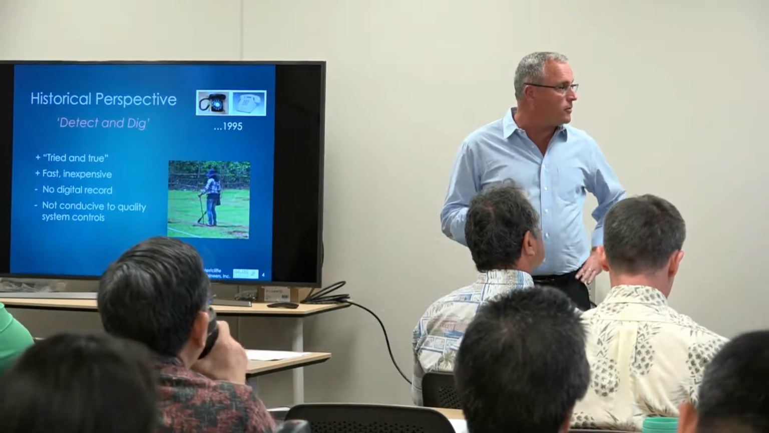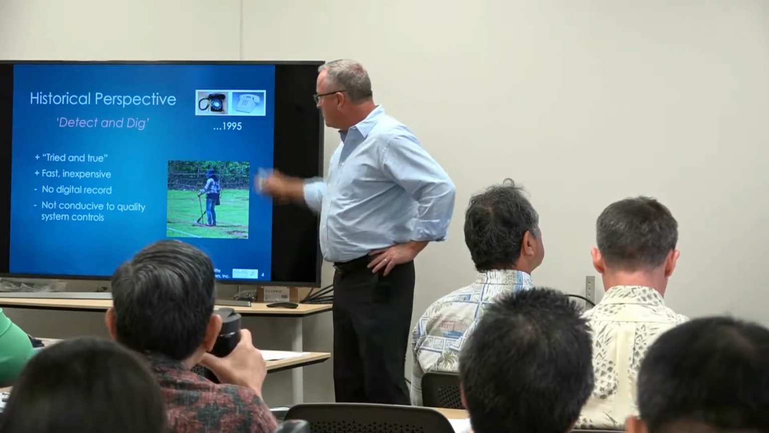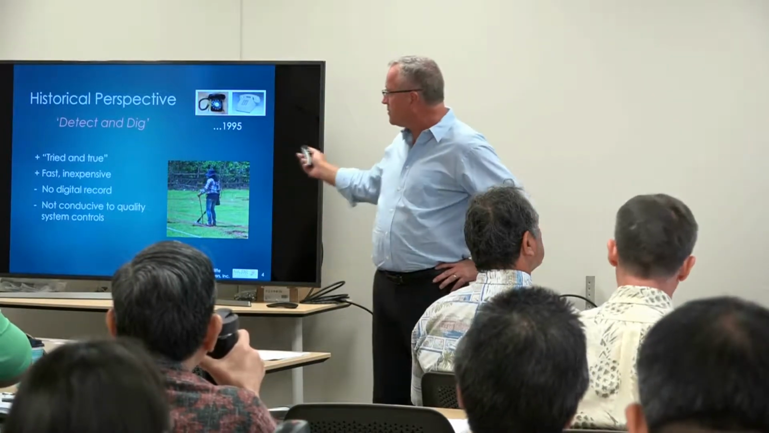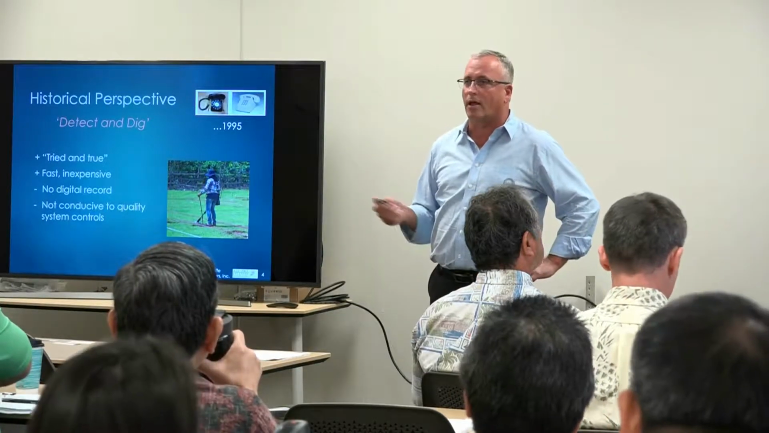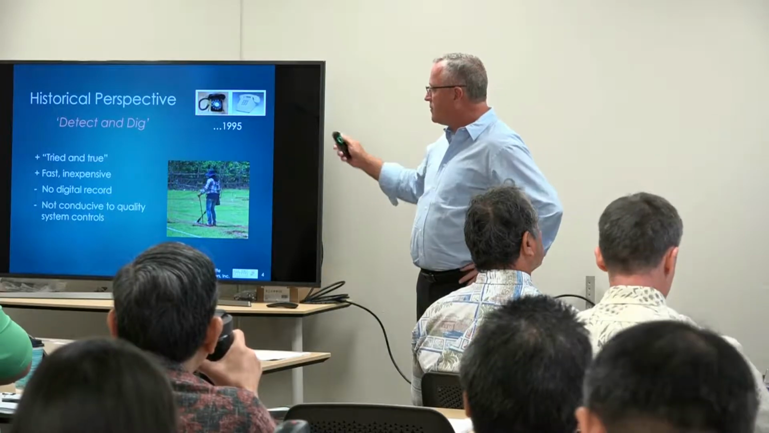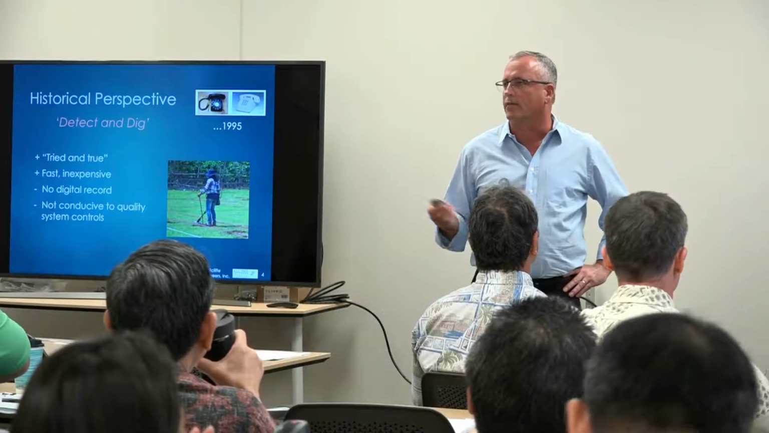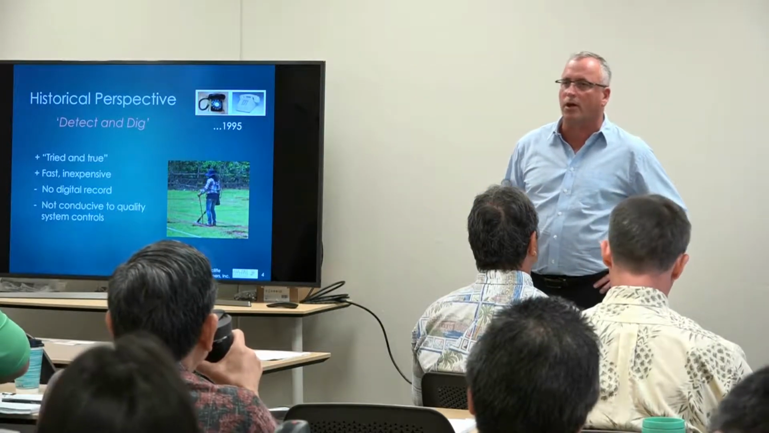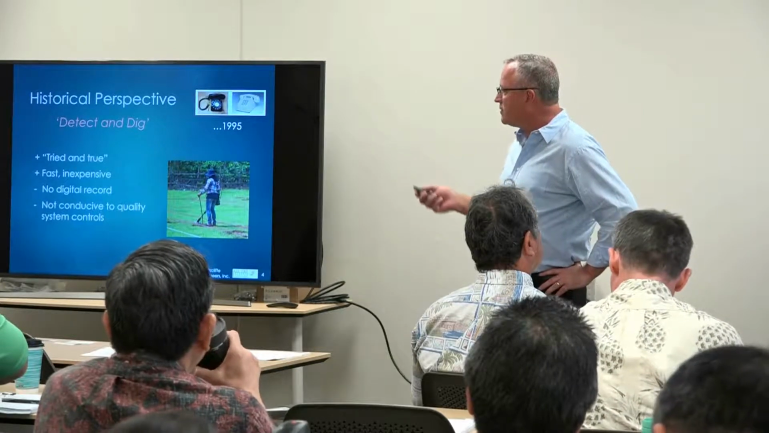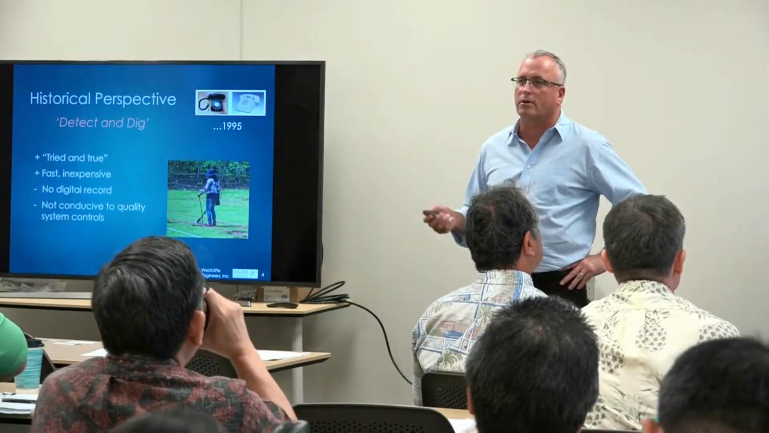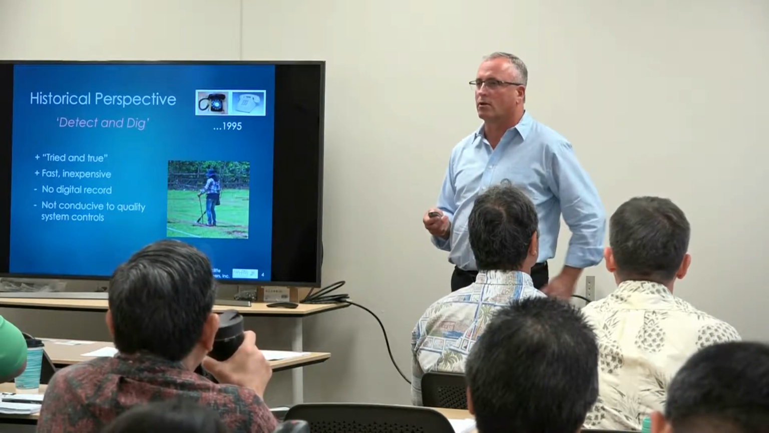So in terms of historical perspective, I have a little analogy here. We have the original phones. They were analog. That's what detect and dig does. They got the job done. Very simple to use. Very reliable. Detect and dig, I put tried and true. It's tried and true, but we also know that it's not perfect. We know that you're not going to get 100% detection. The other disadvantage is there's no digital record, and without a digital record, it's not conducive to quality management as we envision quality management should be.